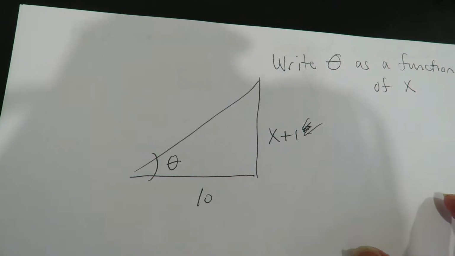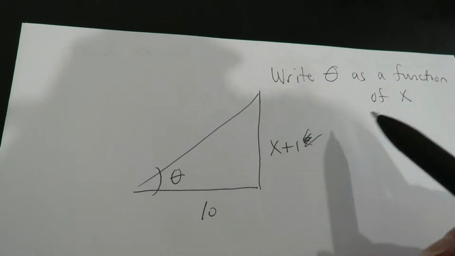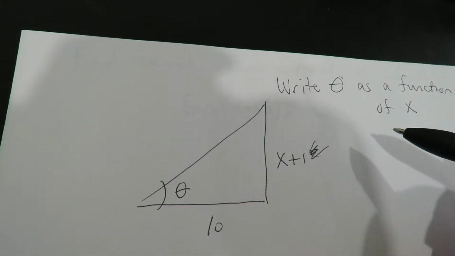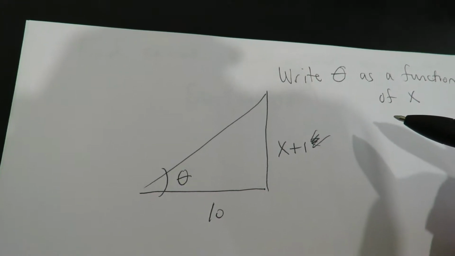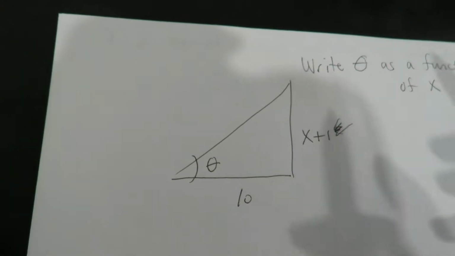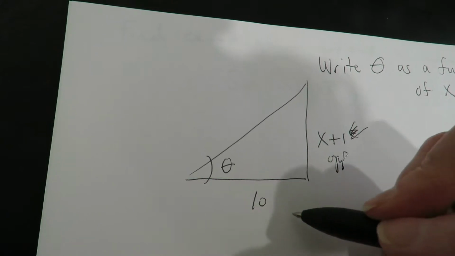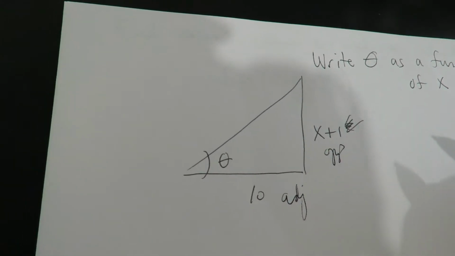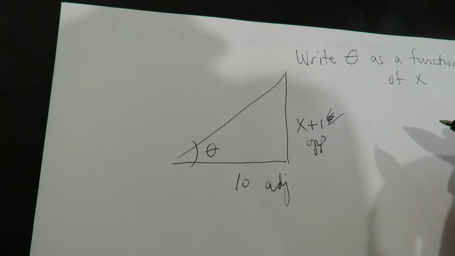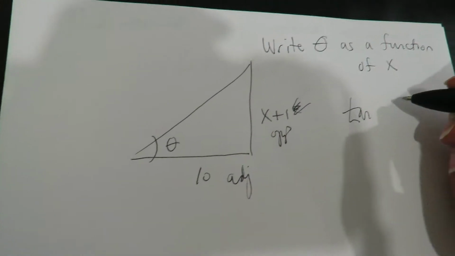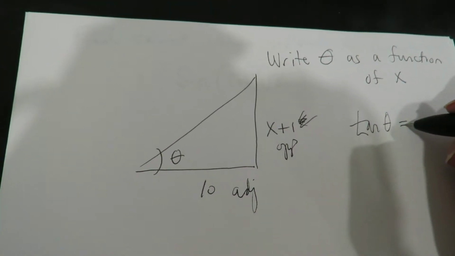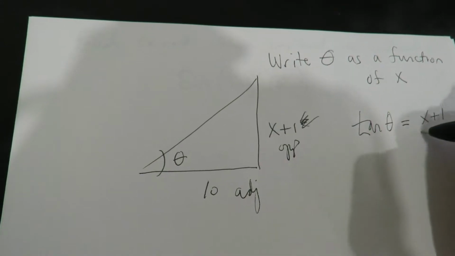Write theta as a function of x. So same thing. This is just a little scratch mark. That isn't me trying to do artwork or whatever that looks like. Right, so what sides do I have here? I have the opposite and I have the adjacent to theta. So that's going to be the tangent. So tangent of theta equals the opposite over the adjacent.